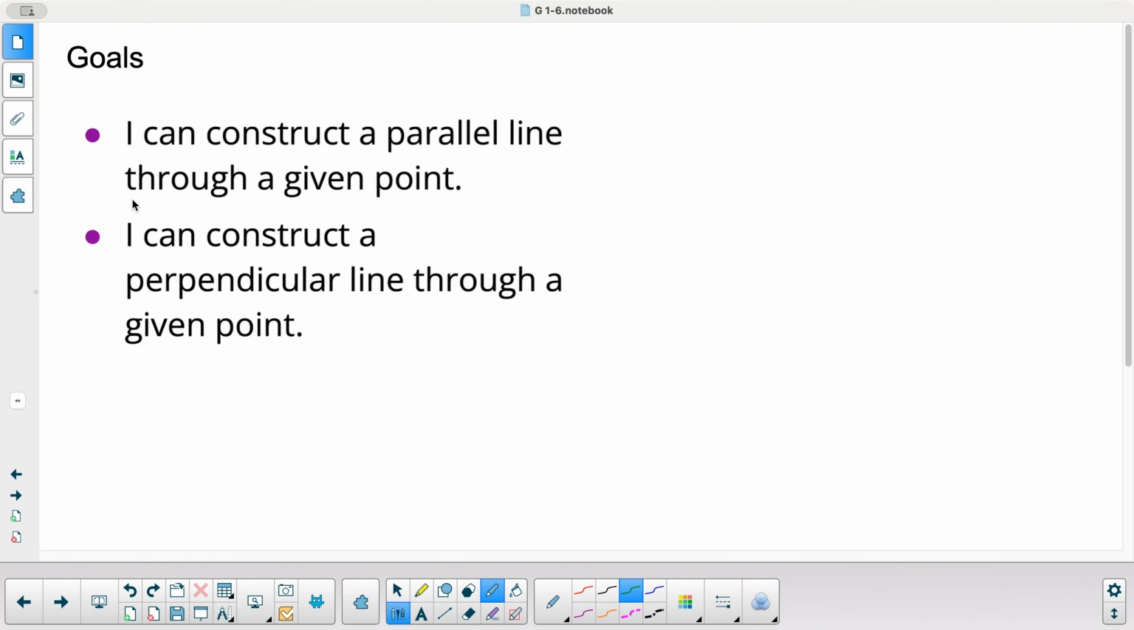Okay, back to our goals for today. I can construct a parallel line through a given point. I can construct a perpendicular line through a given point.